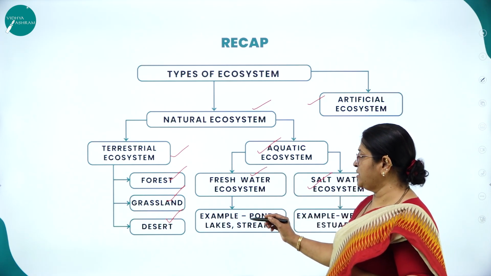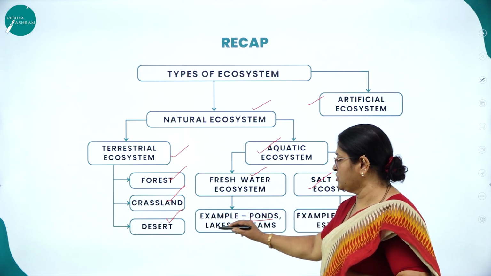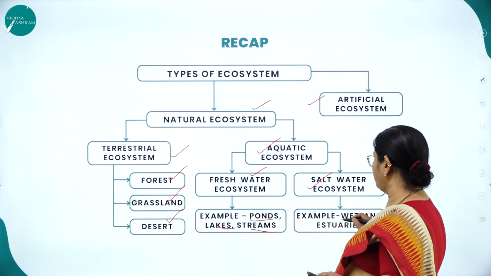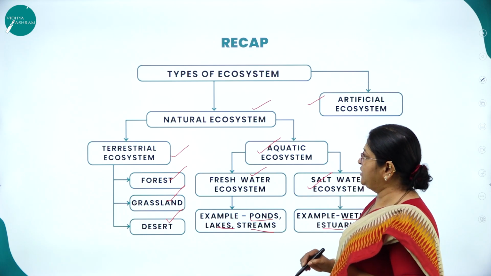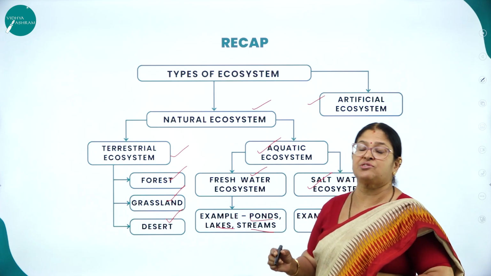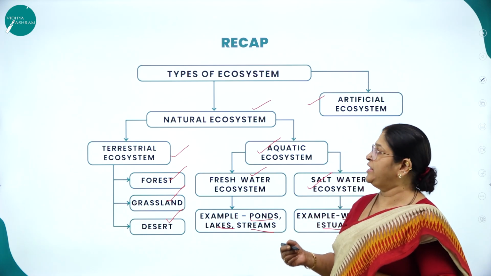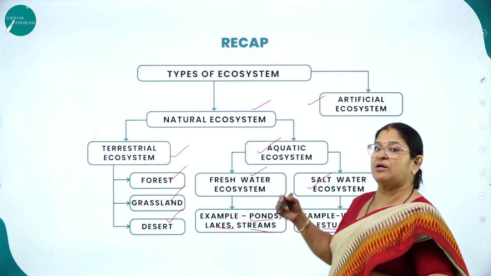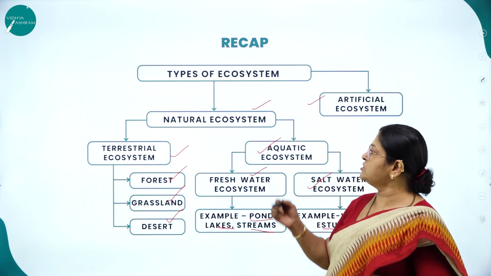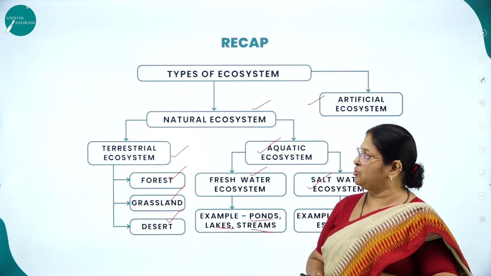So freshwater ecosystem consists of what? Ponds, lakes and streams, and saltwater consists of wetlands and estuaries. Artificial ecosystem, like for example aquarium, etc. These are all cultivation of crops. All this comes under artificial ecosystem.